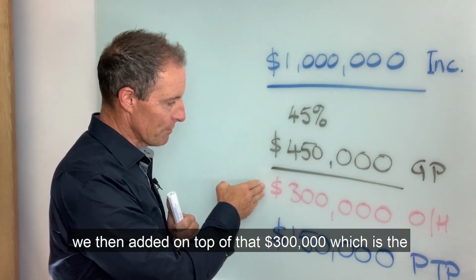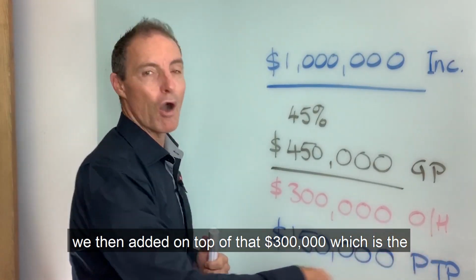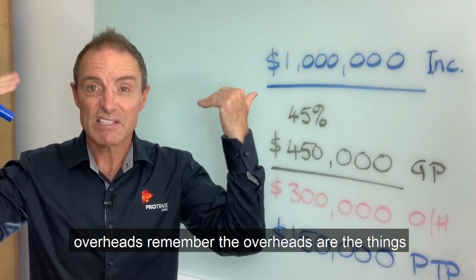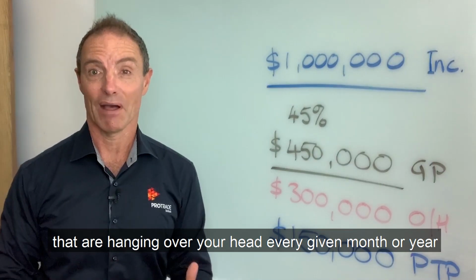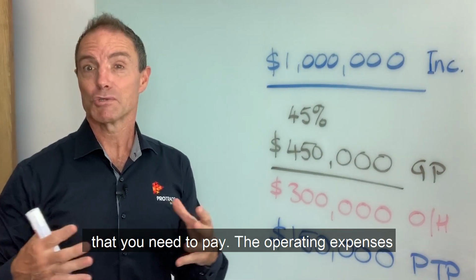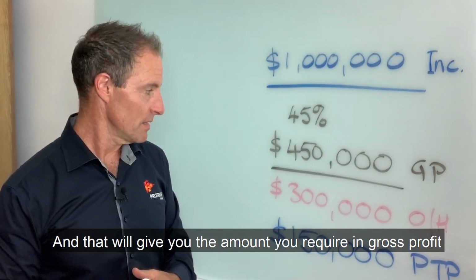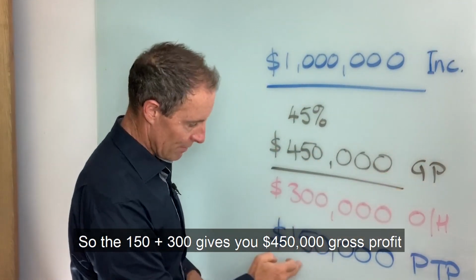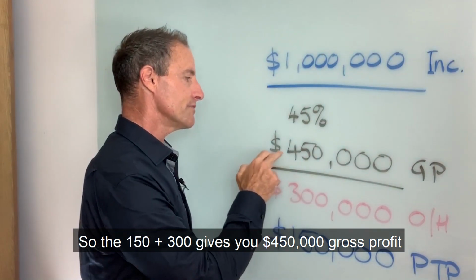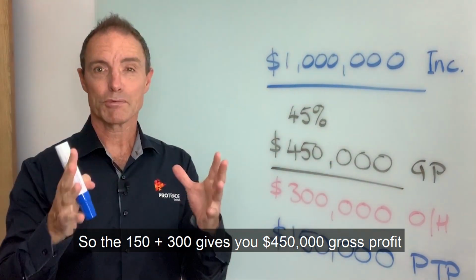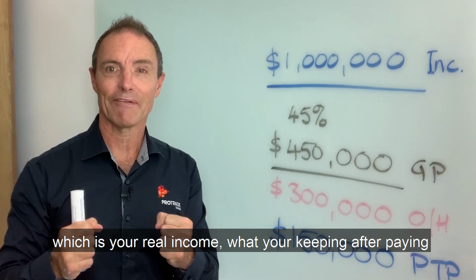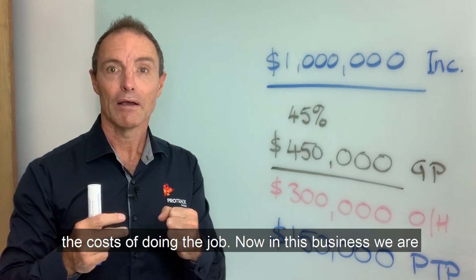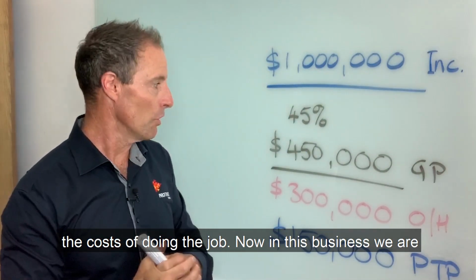We then added on top of that $300,000, which is the overheads. Remember, the overheads are the things that are hanging over your head every given month or year that you need to pay, the operating expenses. And that will give you the amount you require in gross profit. So the 150 plus the 300 gives you $450,000 gross profit, which is your real income, what you're keeping after paying the costs of doing the job.